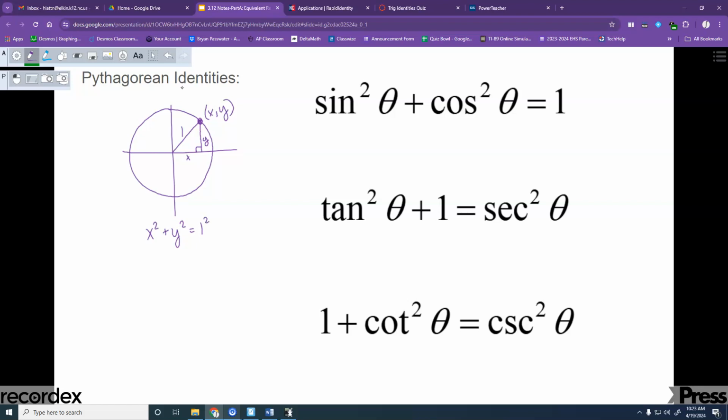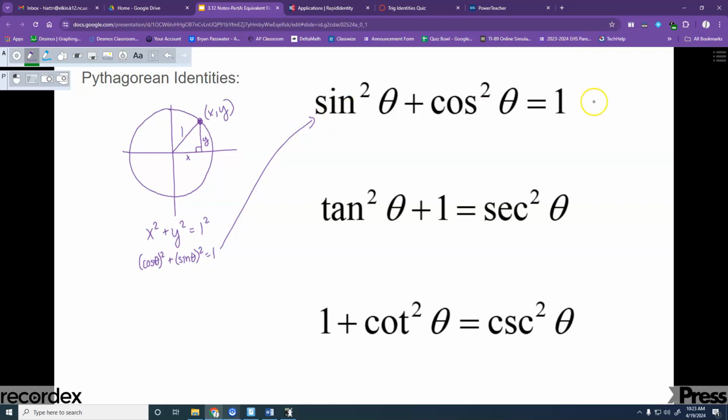What did our x stand for on our unit circle? Like at the top, x is cosine. So that means cosine of theta squared plus, what did the y stand for? Sine of theta squared would have to equal 1. And that is our Pythagorean identity. So that's where it comes from. Sine squared plus cosine squared equals 1. Yeah, you can put cosine first if you want.